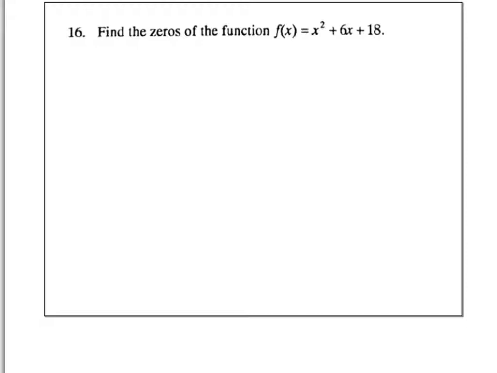If I were to do the Santa hat, it would be 1 times 18, which is 18. I would need factors of 18 that add up to 6. Well, we have 1 and 18, but that doesn't work. 2 and 9, that doesn't add up to 6. 3 and 6, that doesn't add up to 6. So this way, Santa hat doesn't work, so we do need to do the quadratic formula. So we label our A, B, and C.